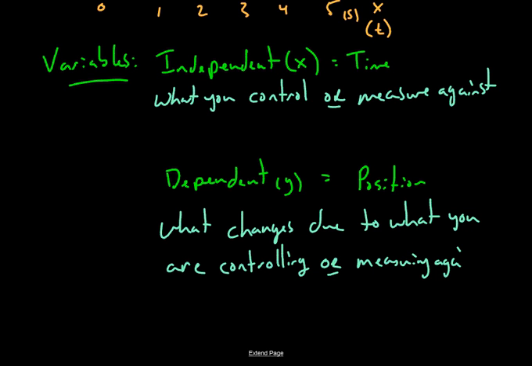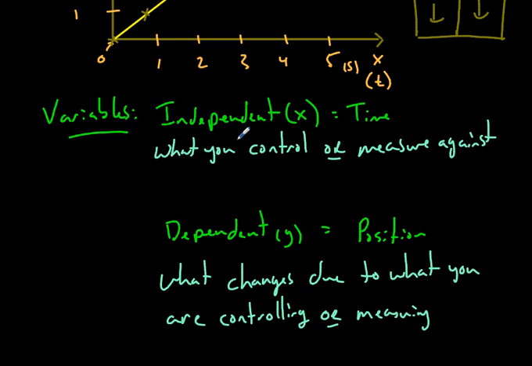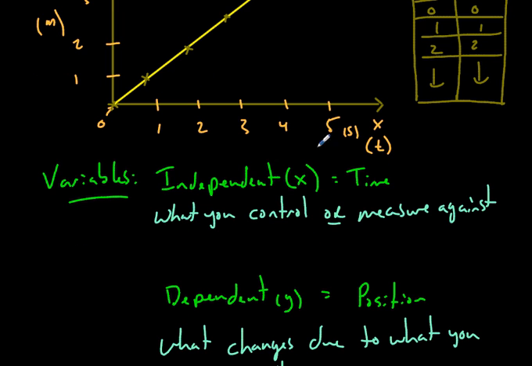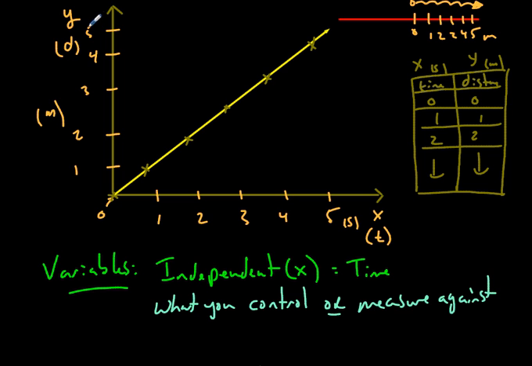Or sorry, let me say that right. We're measuring, okay? So in this case, what are we measuring? Well, we're measuring the position, and what are we measuring against? We're measuring that against time. So in a way you could argue we are controlling time, and we're seeing what happens against time. As time changes, what happens to my position, okay?